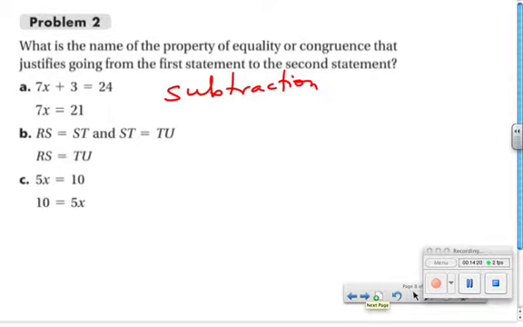How about part B? What property is being illustrated there? RS equals ST and ST equals TU, why am I allowed to conclude that RS equals TU? Transitive property, yes.